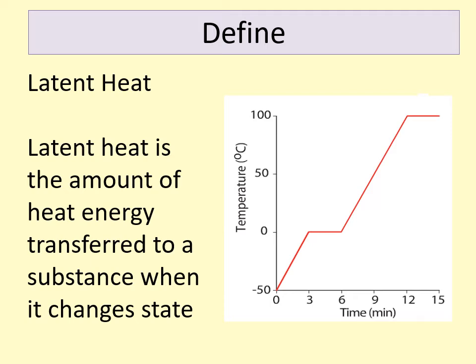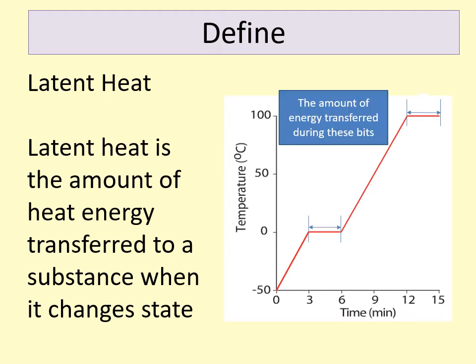So here is the definition of latent heat. Latent heat is the amount of heat energy transferred to the substance when it changes state. When we get the straight line here and here, at 0 degrees there is no change in temperature, and at 100 degrees there is a constant temperature for some time. For a couple of seconds, it means the state is changing and the temperature doesn't change because that heat is being transferred to the substance or particles. The amount of energy is transferred during these bits, that's why temperature doesn't increase.